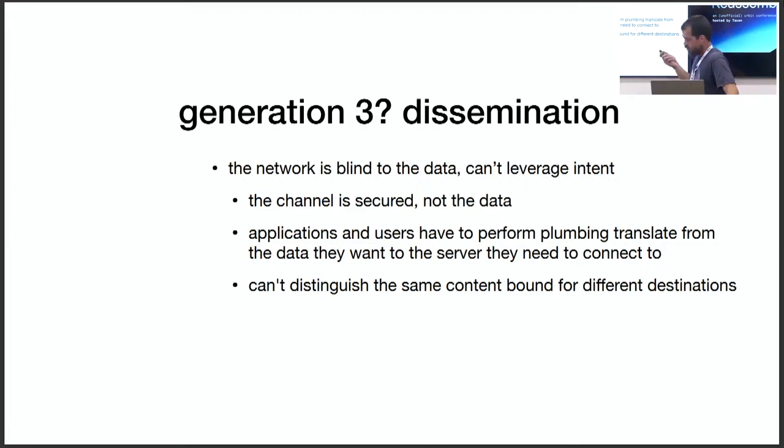So when we browse the web, for example, the channel is secured and not the data. The example he uses, the SSL connection to his mail server does not help with spam. It's just in very clear, obvious terms, completely a layering violation. The network cannot help. Applications and users have to perform plumbing to translate from the data they want to the server they need to connect to.